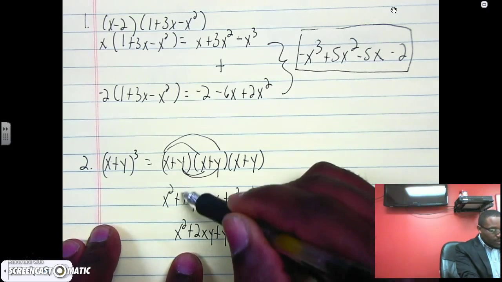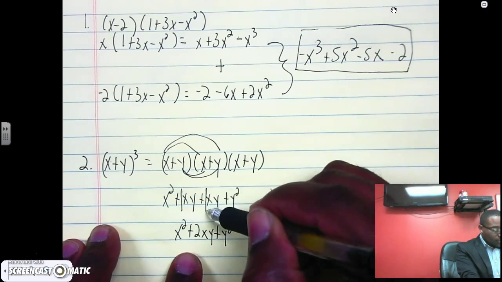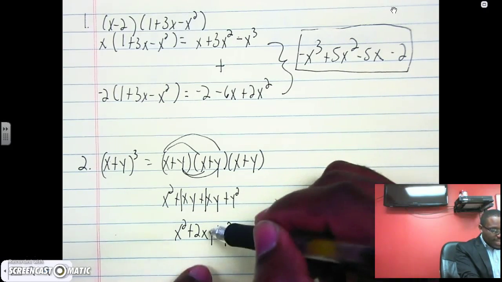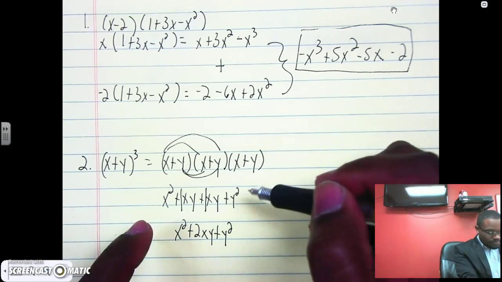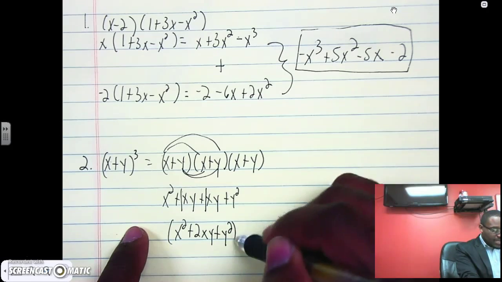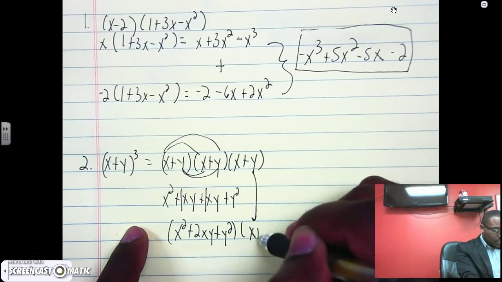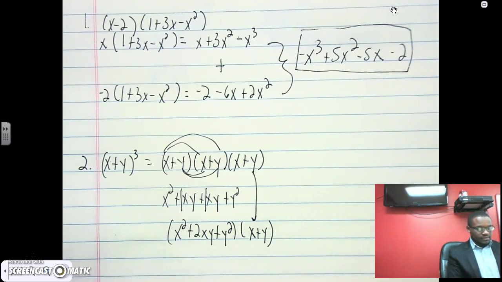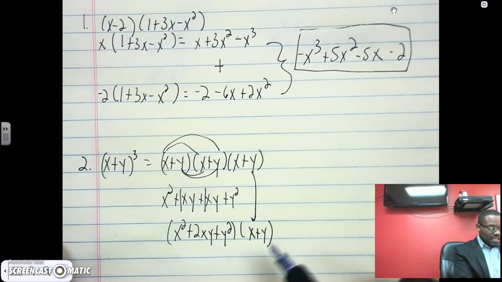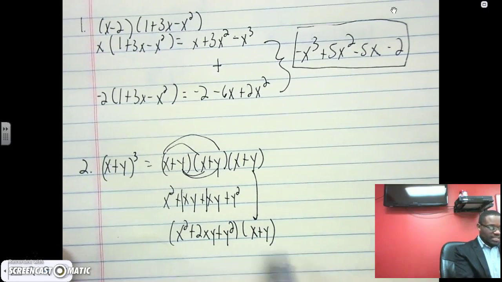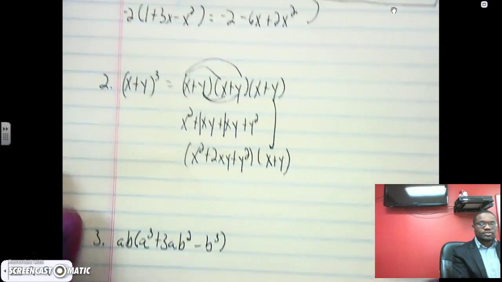Where did the 2 come from? There's a 1 right here, and there's a 1 right here. 1 plus 1 is 2. How do I know I can add those 2? Because they have the same variables. Now, that's not my answer because I still have to multiply by this x plus y. Me personally, I like to do the first 2 when it's 2 times all those, but since it's written like this, I'll just keep it going, not to confuse anyone.